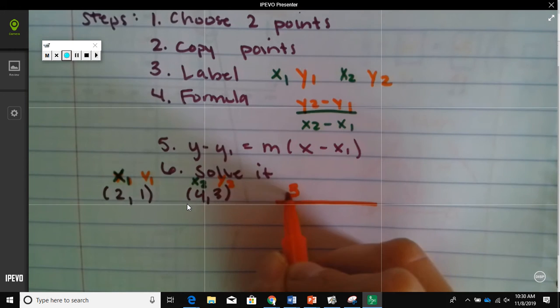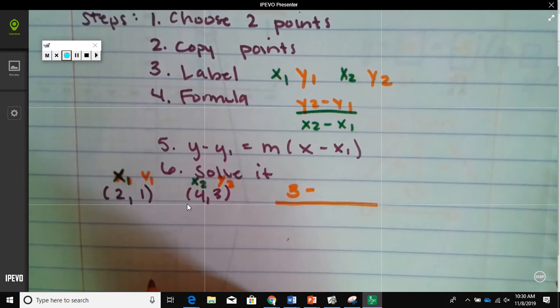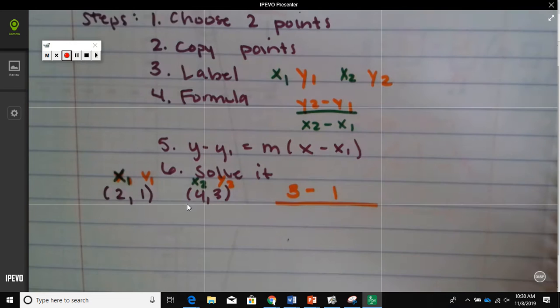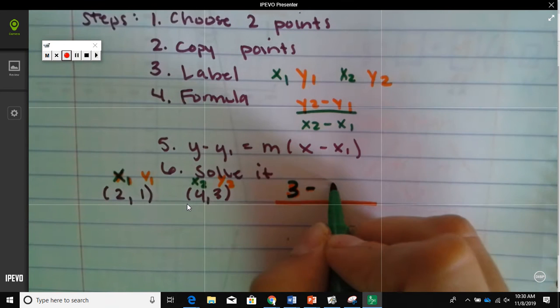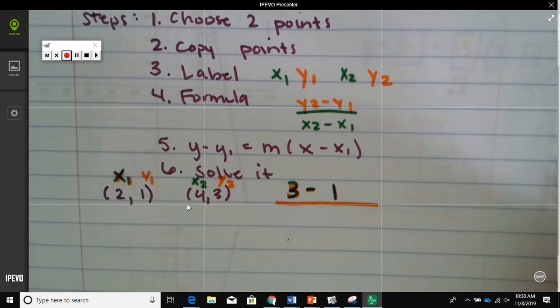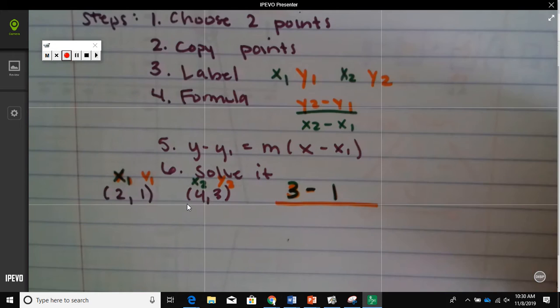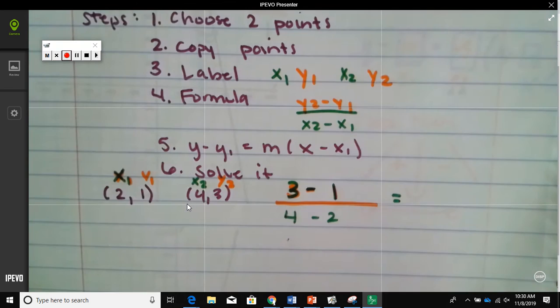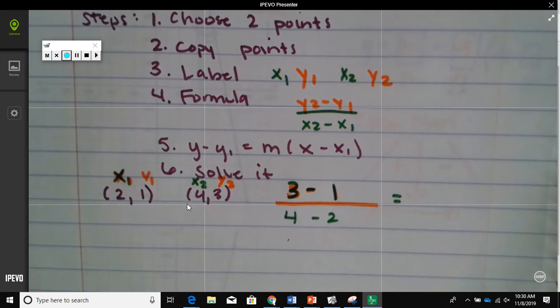3 minus Y1, Miriam. Thank you. Over, I did it with the wrong colors again. Wait, no, I did it with the right colors. Okay, all right. X2, thank you. 4 minus X1, Ali. Okay, put that in the calculator, please, and that would be your slope.